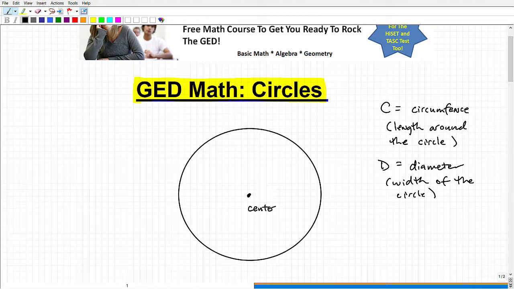Now we need to understand the parts of the circle because we're going to have some formulas here that we're going to be using. Now let's talk about the next one, and that is the R. Okay, and that is the radius of the circle. Okay, now the radius starts from the center, okay, and it goes out to the side of the circle. Okay, that's a radius.